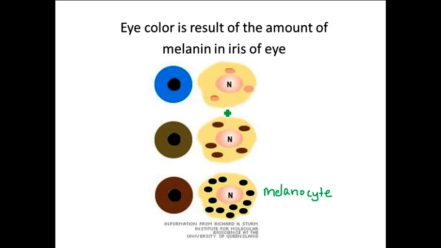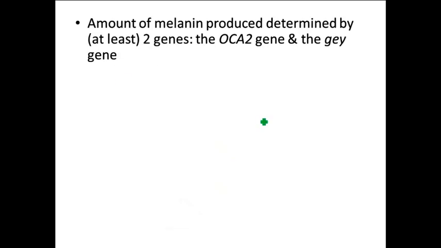Okay. So there are 2 things, right? There's the number of melanocytes that a person can have in the iris of their eye, and then in those melanocytes, how much melanin is produced can vary. All right, so like I said, we don't know everything about how eye color comes about, but we do know that the amount of melanin produced in the iris is determined by at least 2 genes. Okay, probably more, but people have worked out these 2.